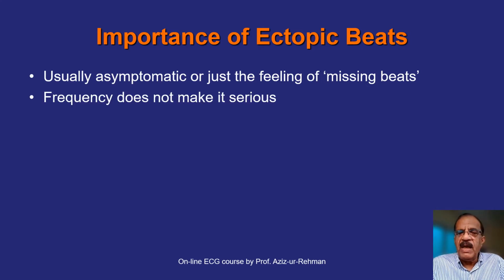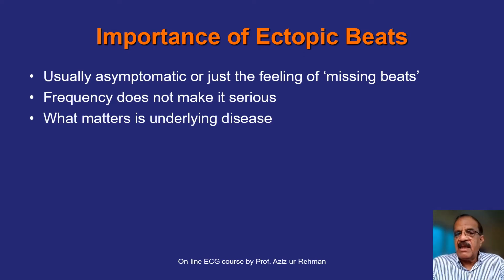Frequency does not make them serious. If you have one ectopic beat per minute or five ectopic beats per minute, that perhaps is not important. What matters is the underlying heart disease. A normal healthy person with no myocardial disease, even 5 extra beats per minute, is maybe just a little bit of a nuisance, no problem. But if there is underlying heart disease, then these ectopic beats could actually indicate potential tachyarrhythmias and might require intervention.